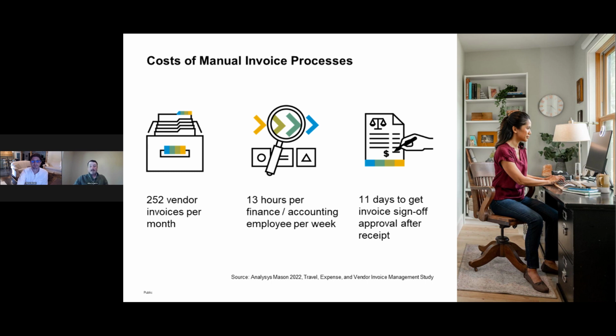According to that same study, finance leaders say that their teams are processing an average of 252 vendor invoices per month. Each member of their AP teams is spending around 13 hours per week processing invoices, and it's taking an estimated 11 days to get sign-off approval for vendor invoice payments from the time that invoices are received.